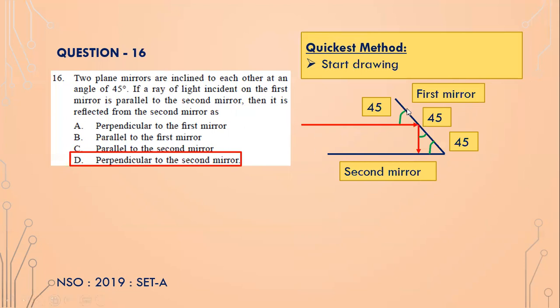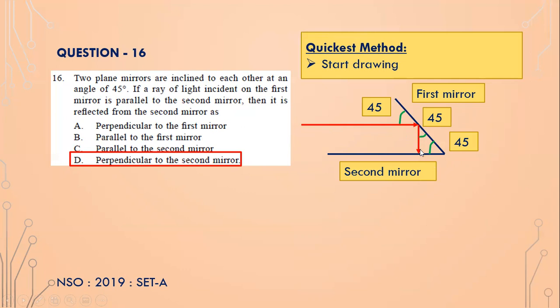So again, let this be the first mirror, and this is 45 degrees. The ray of light is striking the mirror here, and because this is 45 degrees, the emergent ray also will make 45 degrees. So what is the middle angle? 45, 45, and the whole angle is 180, so the middle angle will be 90. So this ray will be exactly perpendicular.